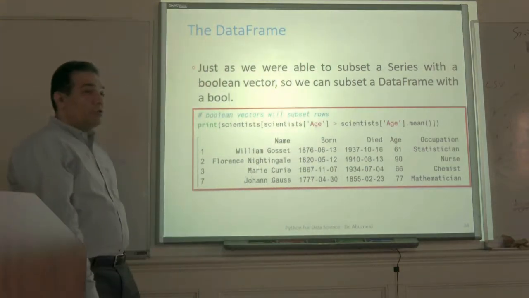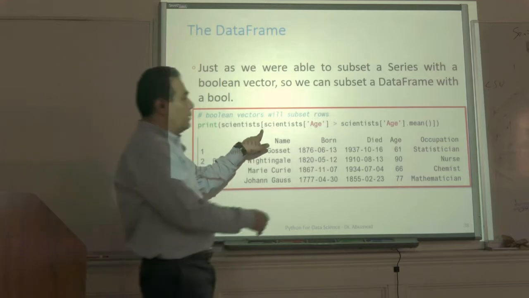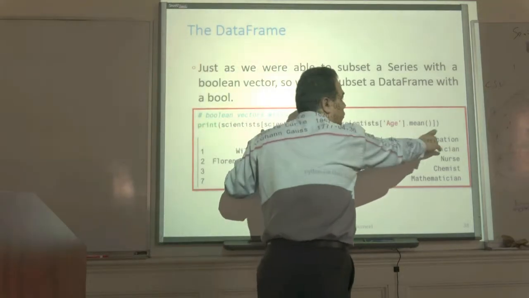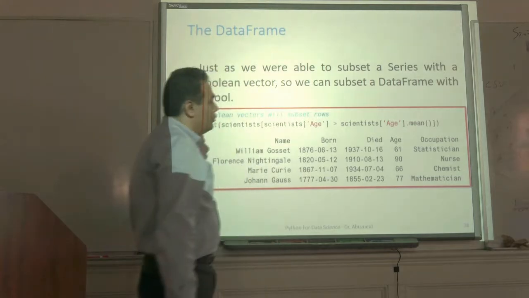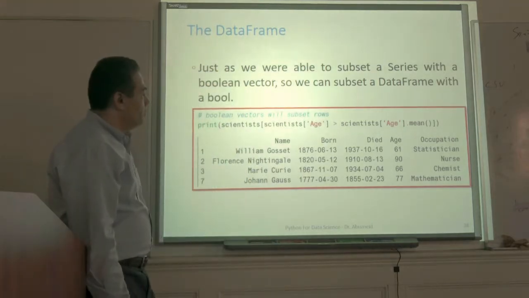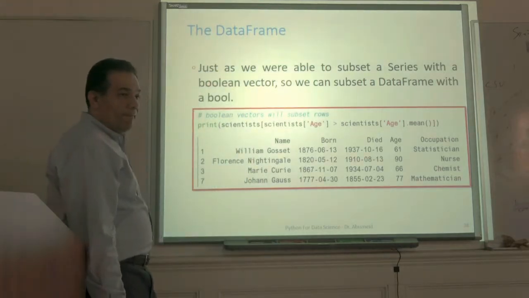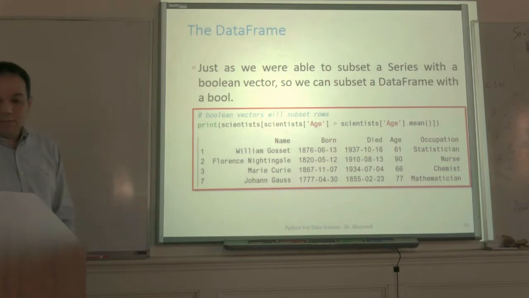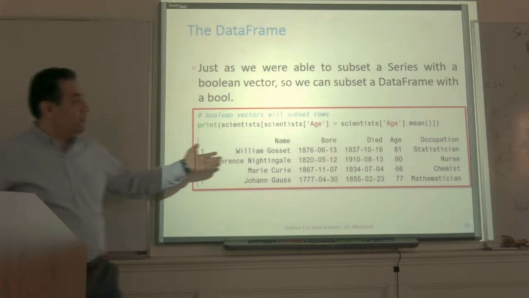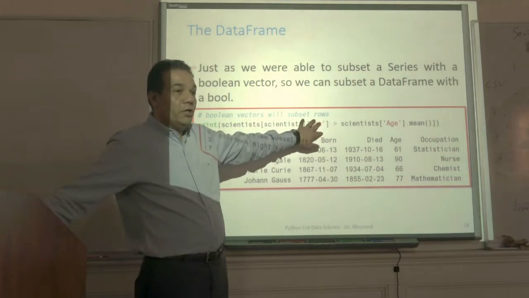So you could subset with a Boolean expression in between, make sense? You could have absolute subsetting, like values, or you could have ranges, or you could have a Boolean condition.